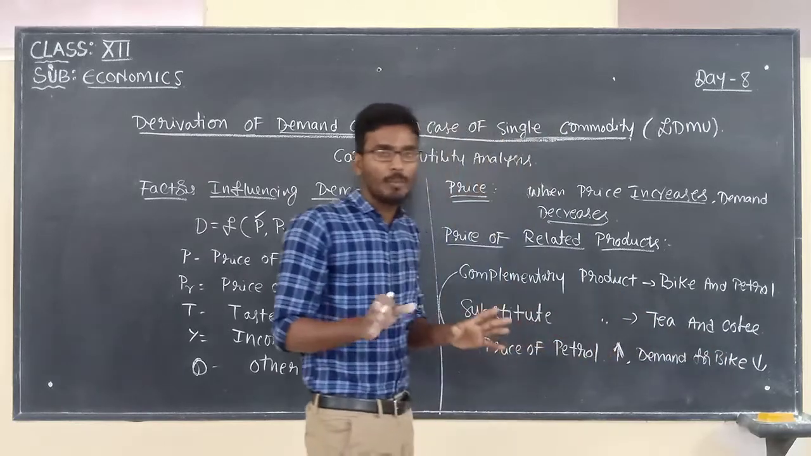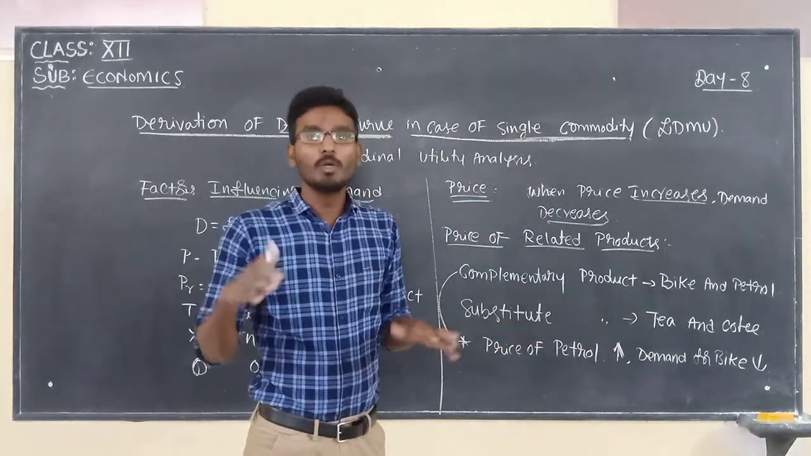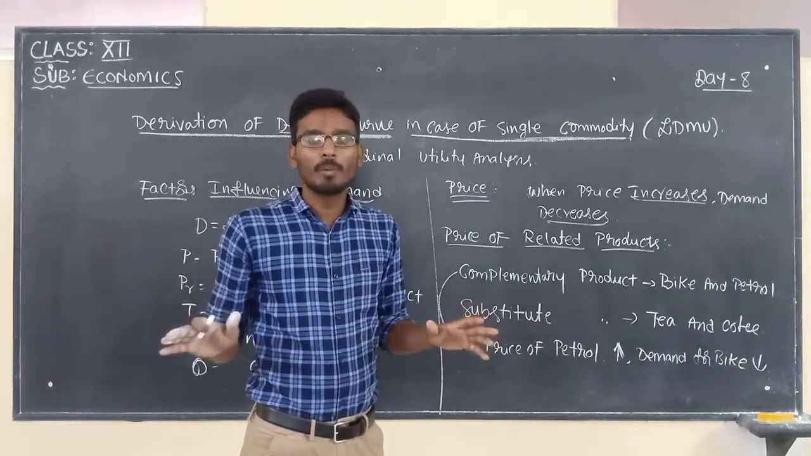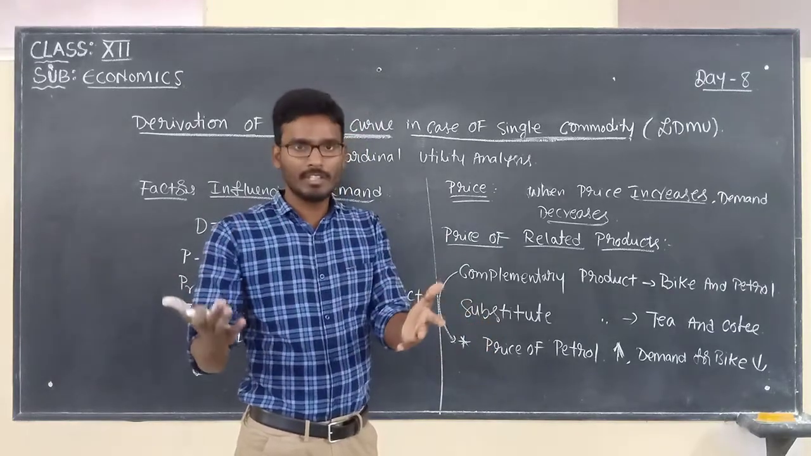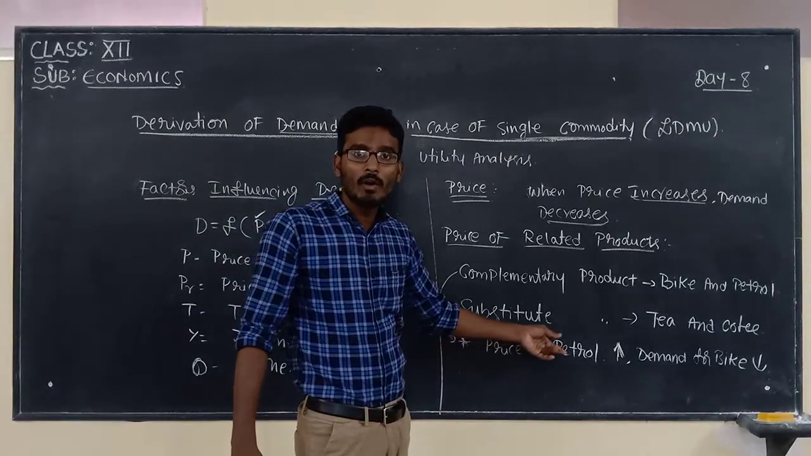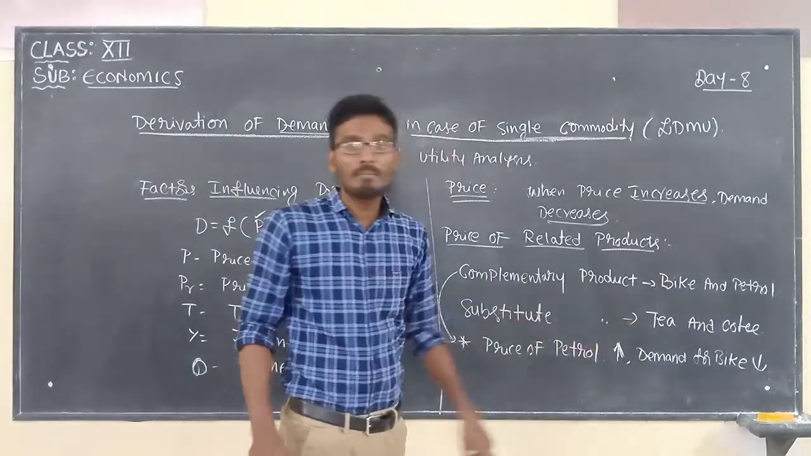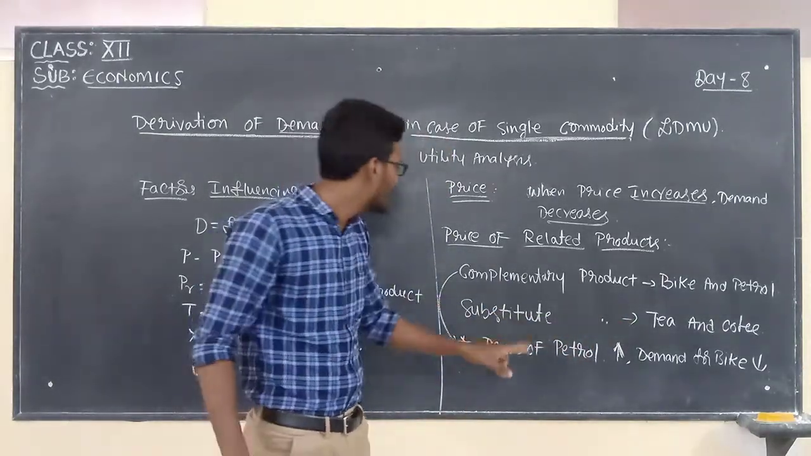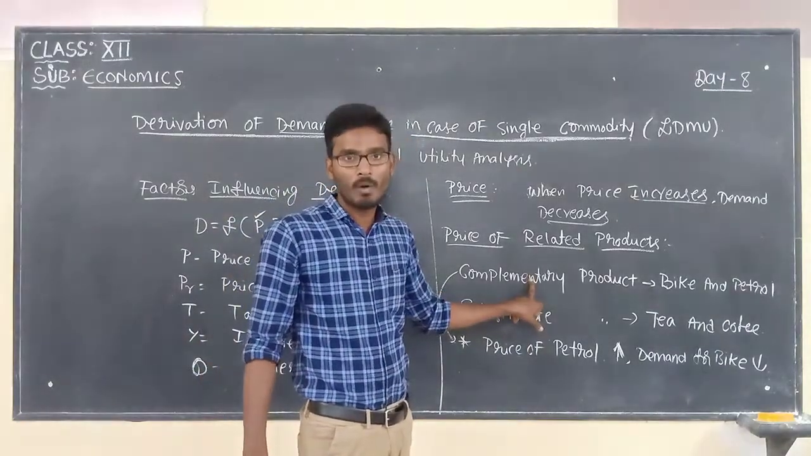See, this theory also depends upon some assumptions. You may think that you won't consider the petrol price and will purchase a bike. That is your wish. But as per the assumptions, whenever the price of petrol increases, demand for bikes will decrease. That is in case of complementary products.